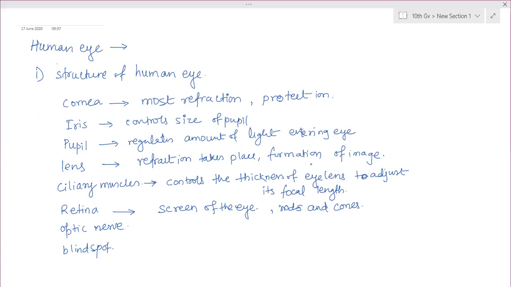Then the optic nerve: converted information is transferred to the brain with the help of optic nerves. The place where the optic nerve enters the eye is called the blind spot. Any image formed at the blind spot cannot be seen because it cannot be processed by the brain. Clear? Yes, ma'am.